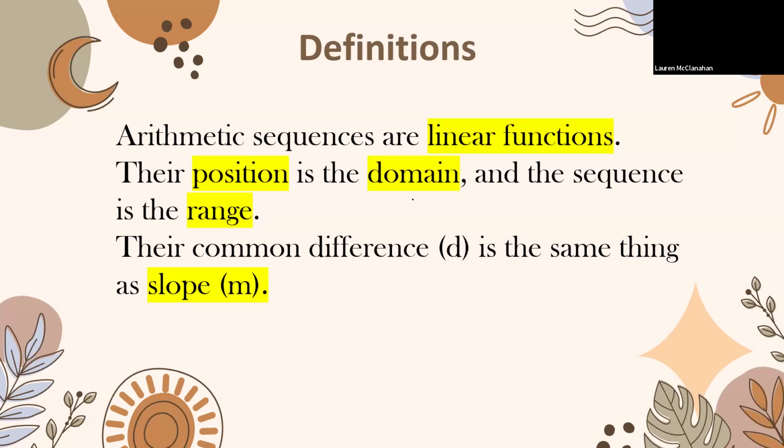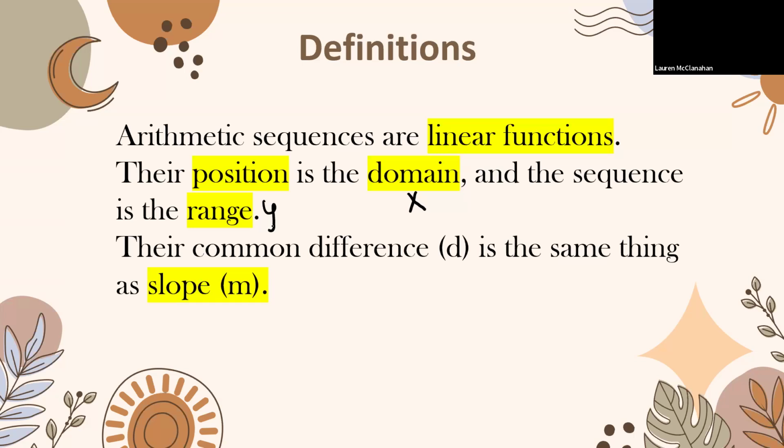Okay, I do want you to write this on your vocab sheet, right underneath it. Domain, we use the letter X, and range is the letter Y. So you can kind of create a table with your X and Y values, and that's also your domain and range. The common difference D is the same thing as slope M.